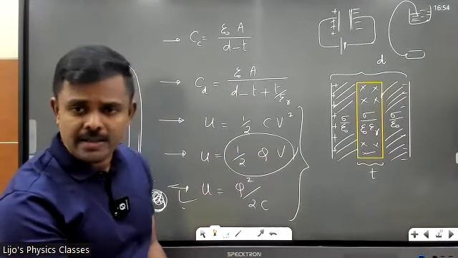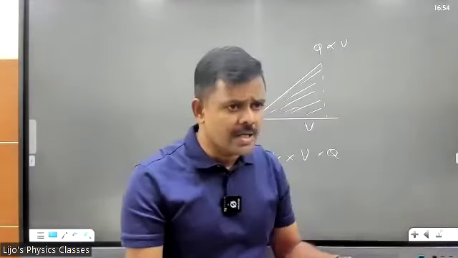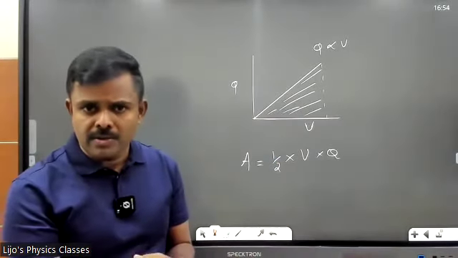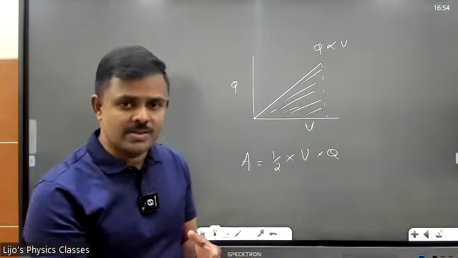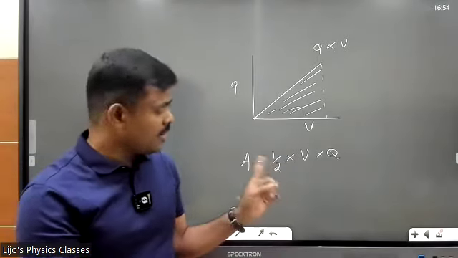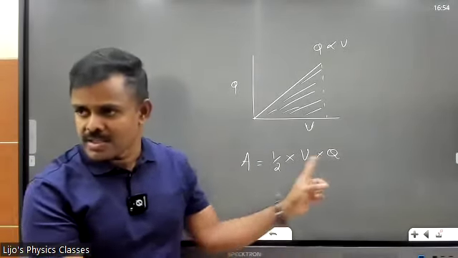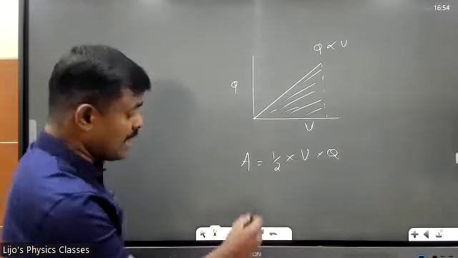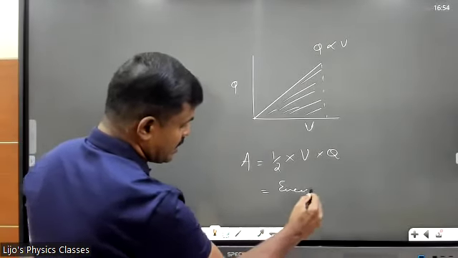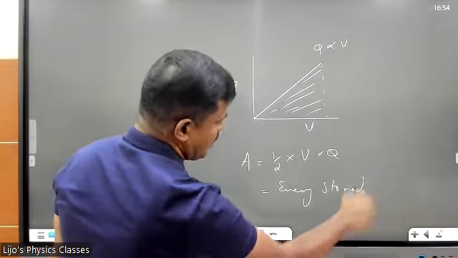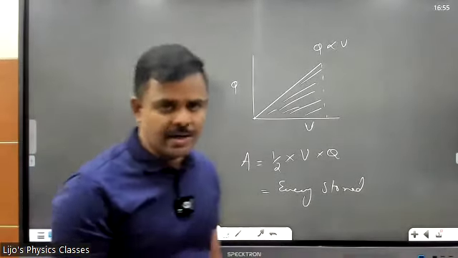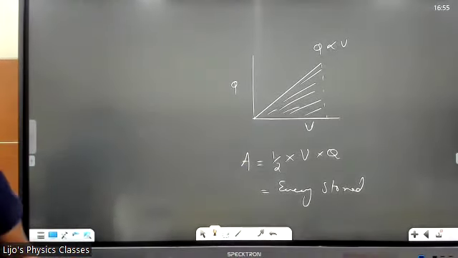This is the energy stored, right? I think it was there in your paper this time. I saw it somewhere, I don't remember if it was in DPS or not. Anyway, it was there in one paper I saw. Half into V into Q is the energy stored. So the area under the graph is actually the energy stored in the capacitor. Got it? Let us start writing. All of you got it? Right.